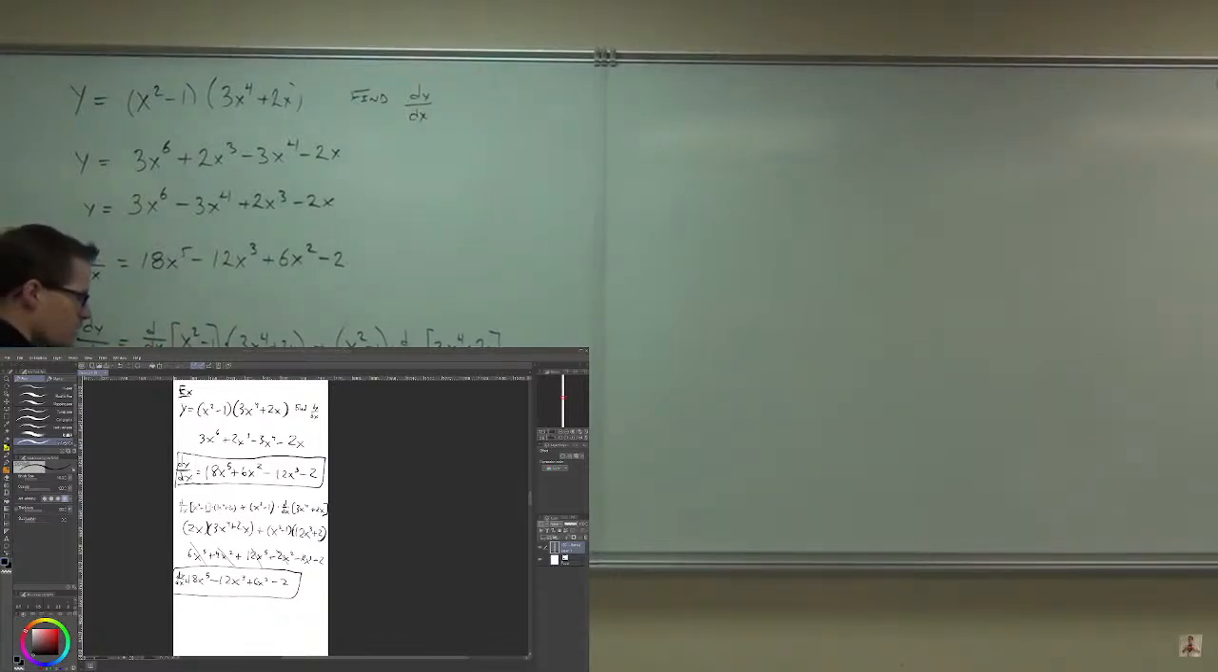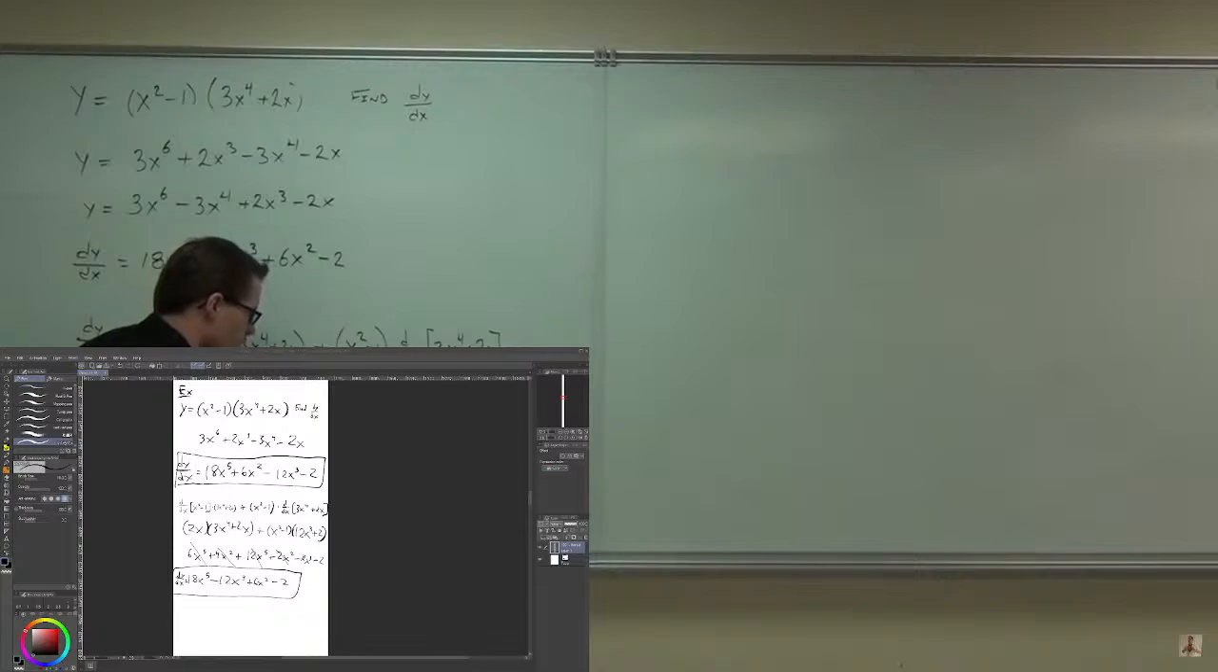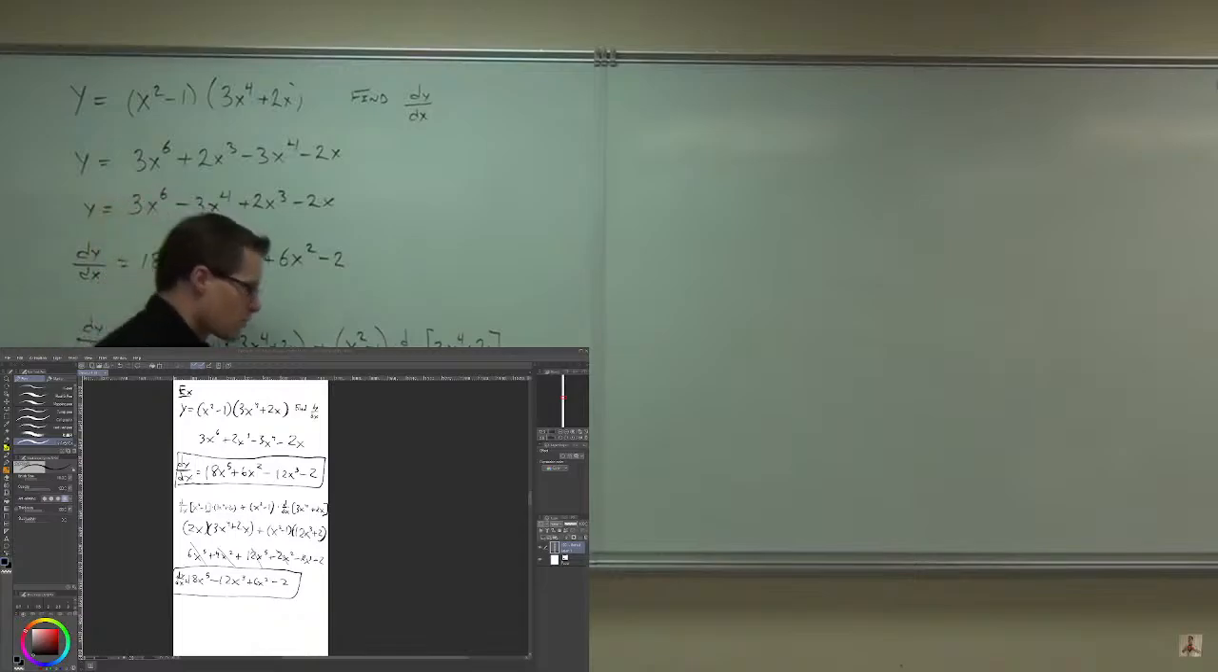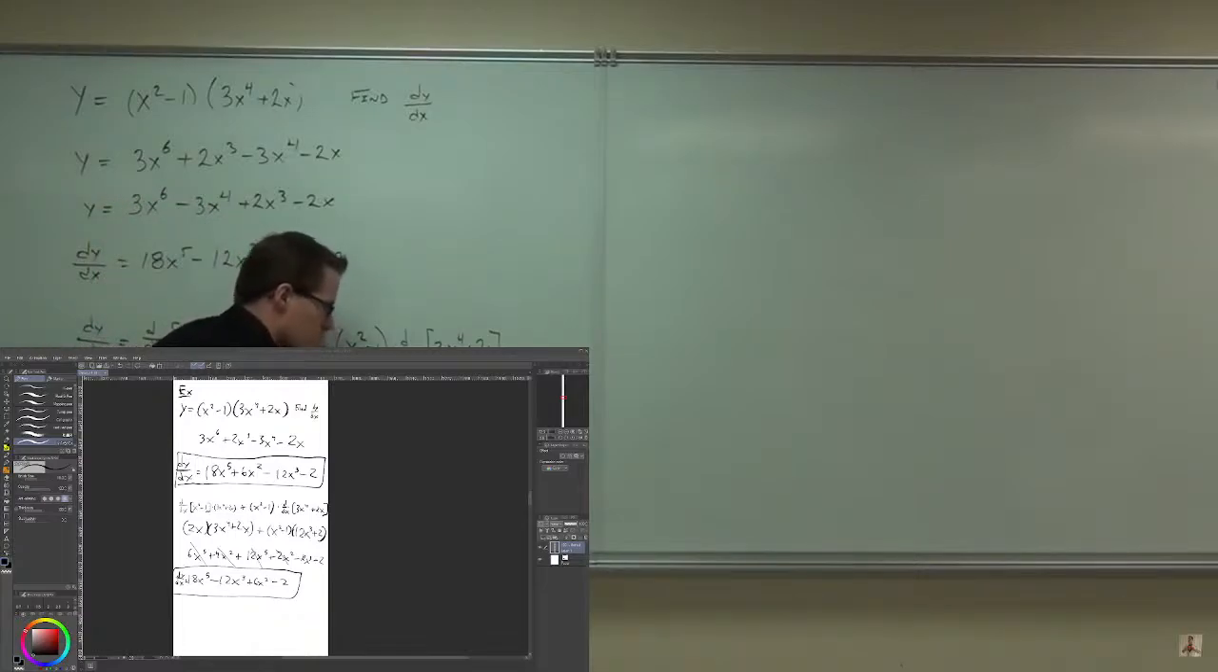What are we going to get out of that? So this will be our 2x times 3x to the 4th plus 2x. Plus, do we take the derivative of this piece right here, folks? No. Okay, so x squared minus 1. Derivative of this: what do you think the derivative of 12x cubed plus 2 is? 12x to the 3rd, okay, plus 2. Cool.